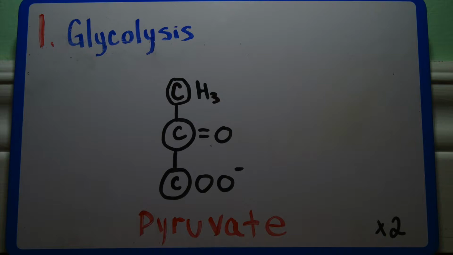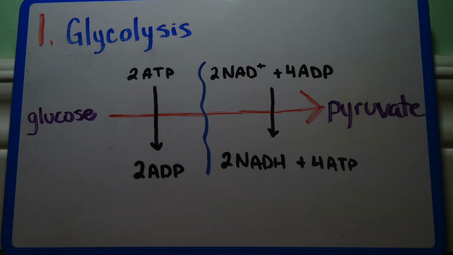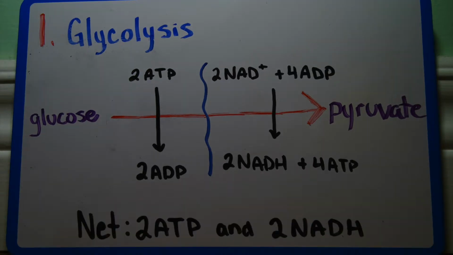Along the way, in the energy investment phase, we lost 2 ATP molecules. And in the energy payoff phase, we gained 2 NADH molecules and 4 ATP molecules. This gives us a net total of 2 ATP and 2 NADH molecules at the end of glycolysis.